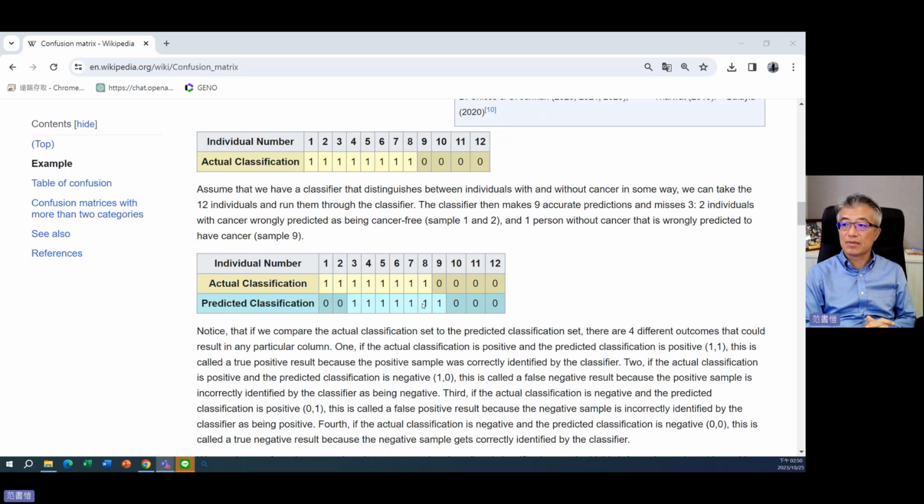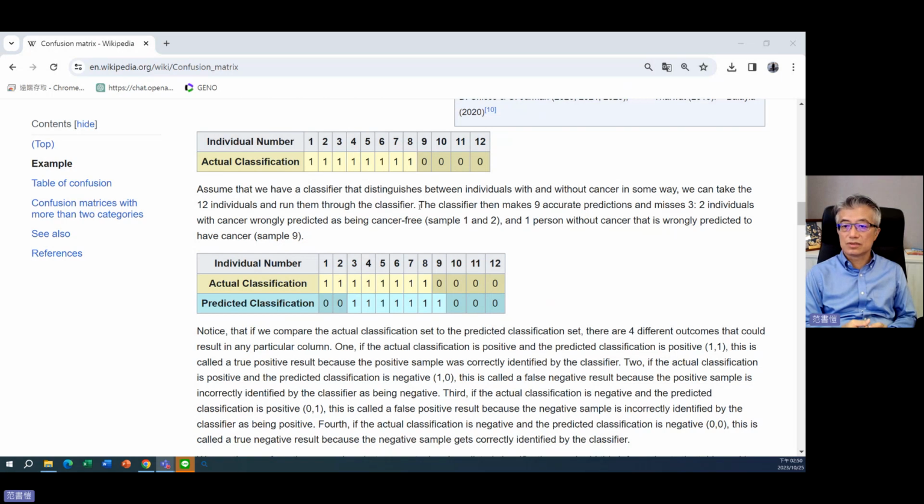For the negative, 3 out of 4 we made the correct prediction for the negative instances. For the positive instances, in total we have 8. However, we only got 6 out of 8 correct. So the classifier makes 9 accurate predictions and misses 3.